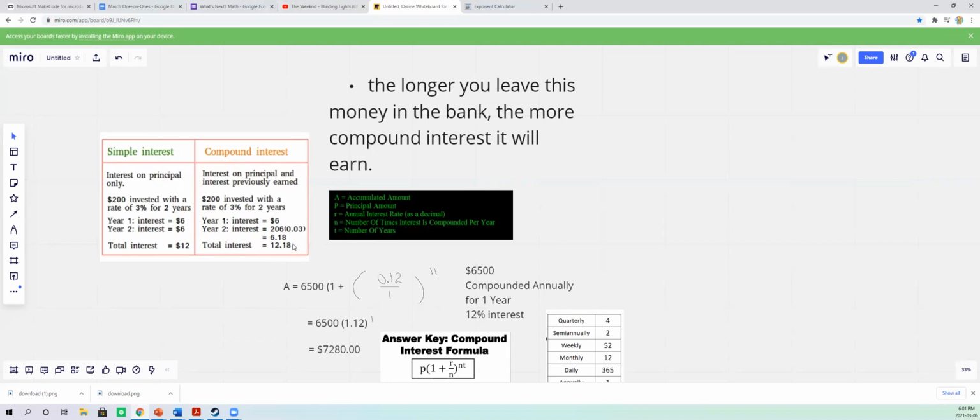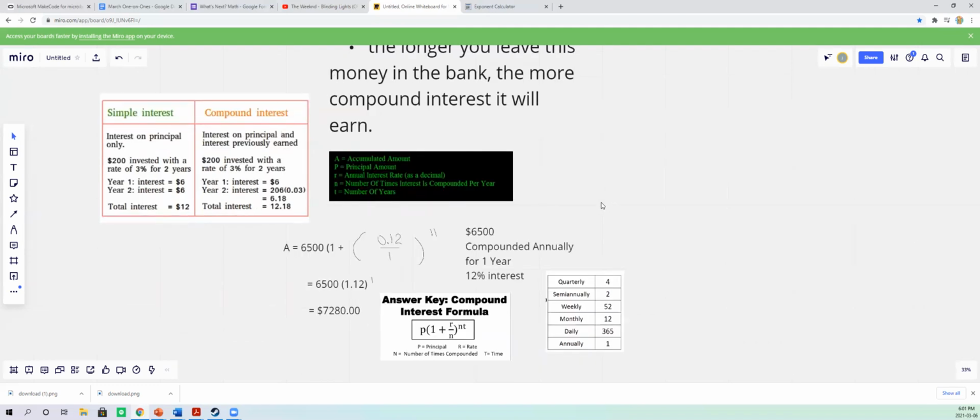Doesn't seem like a big difference as we discussed in class, but as I let you know, the more money you have and the faster it grows in the interest rate and the more times it compounds per year, you're talking a lot more money as the years go by if you leave your money untouched, okay? So we looked at a really, really simplistic example of this that I'm going to walk you through again.